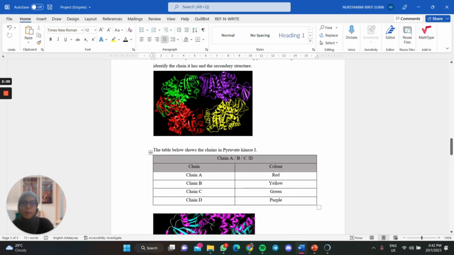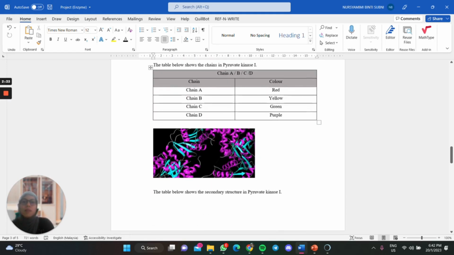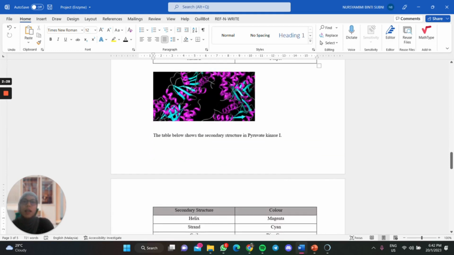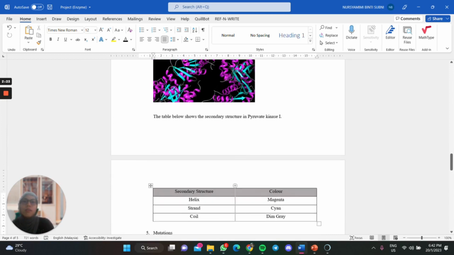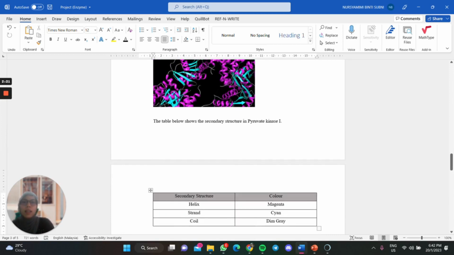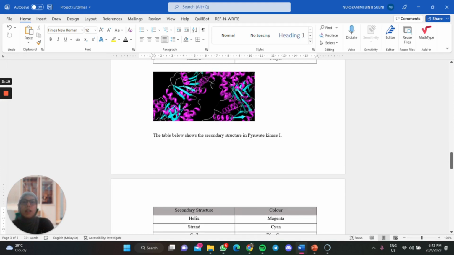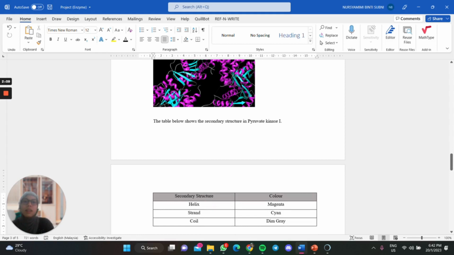purple. In this enzyme it also has a secondary structure, where I color it by 3 colors. For the helix, I color it magenta, the strand is cyan, like a blue, and the coil is dim gray. The coil works to connect between secondary structures.